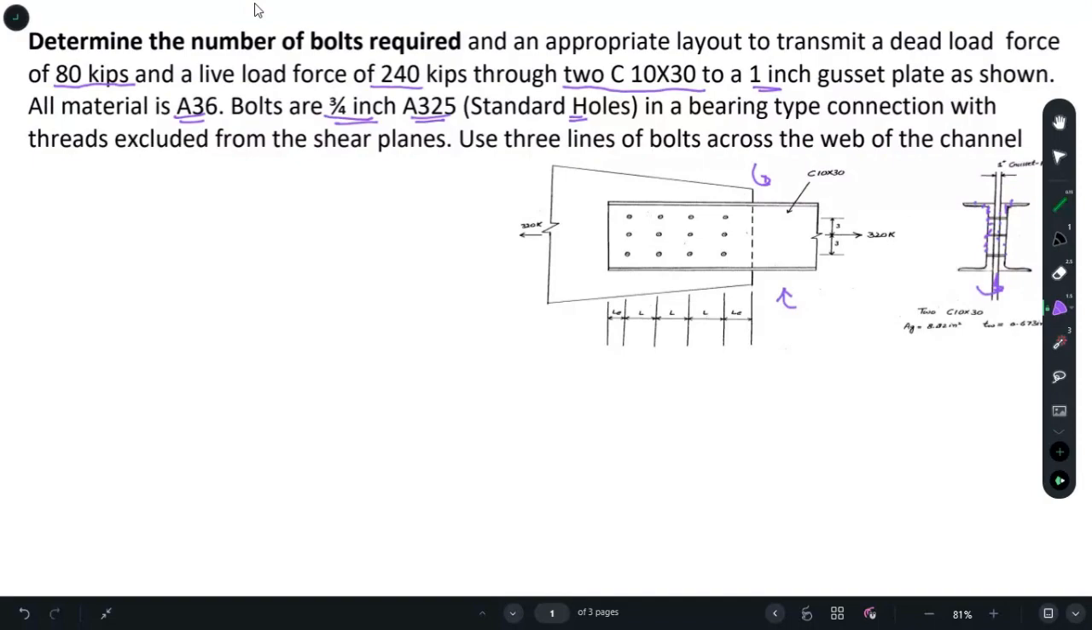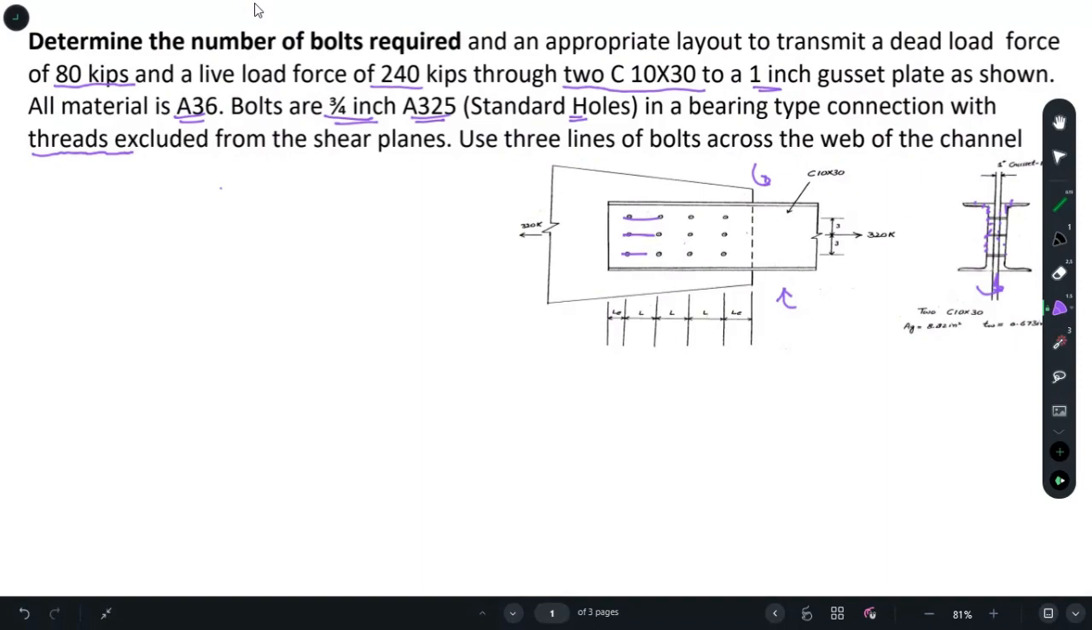And at the section where the shear failure occurs, there are no threads of bolts, the threads are excluded. And use three lines of bolts. So one, two, three lines of bolts. You just need to find out how many bolts you will use for the design.